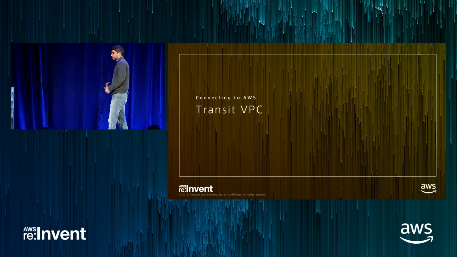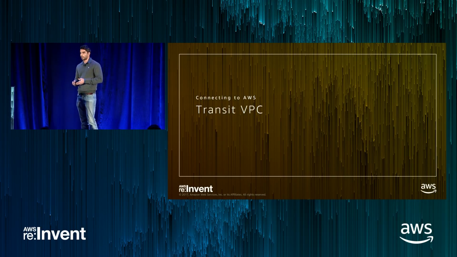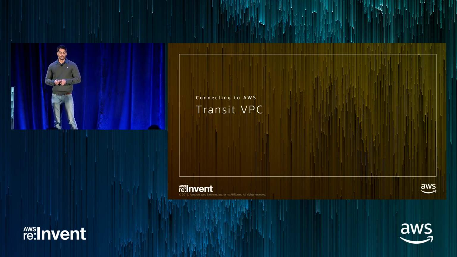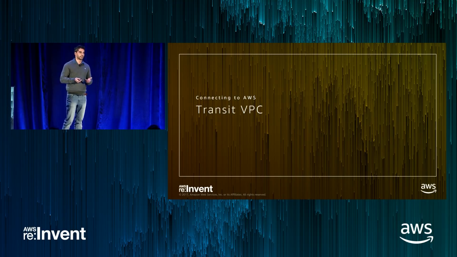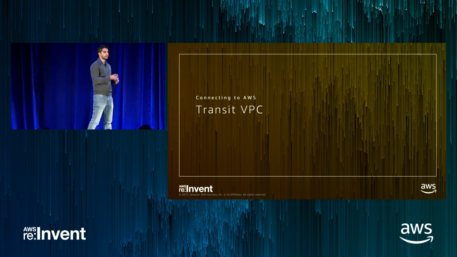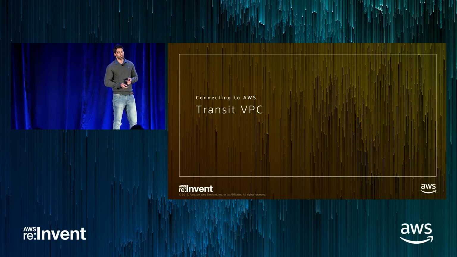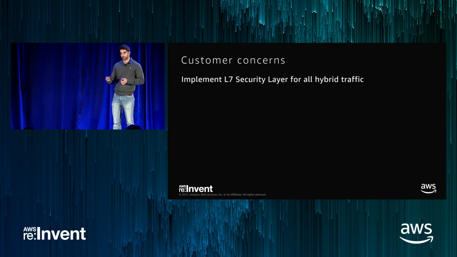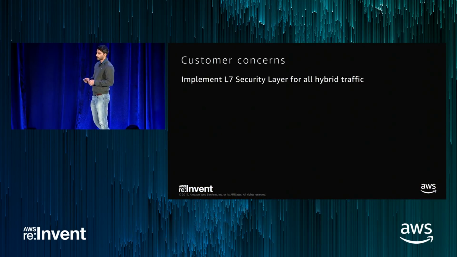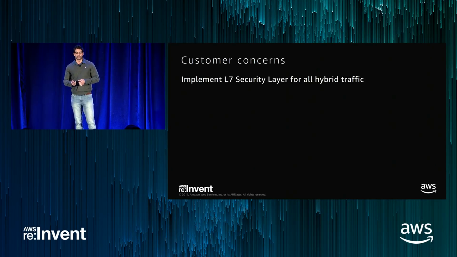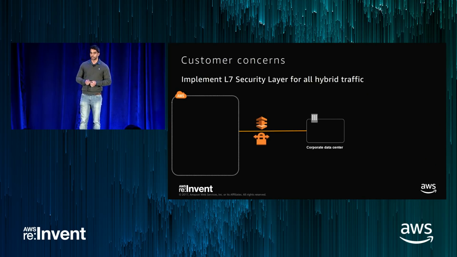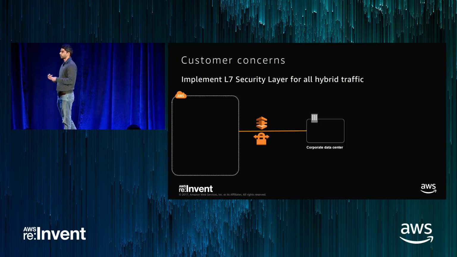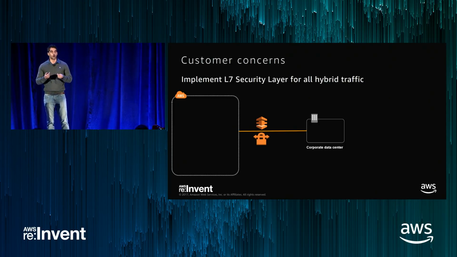Now let's switch gears a bit and talk about something which is very relevant to our customers today, since we have heard a lot of feedback from you that you had use cases which were not met by the native way of accessing resources over Direct Connect and VPN. So let's look at what those concerns are. Customers are connecting their VPCs to remote networks which they don't trust, and hence they want to implement a layer 7 security stack for all hybrid traffic.